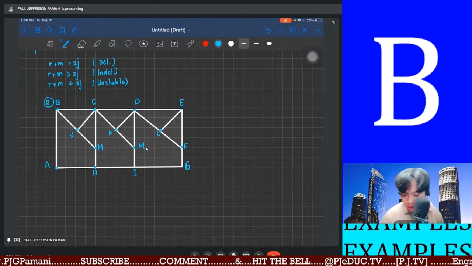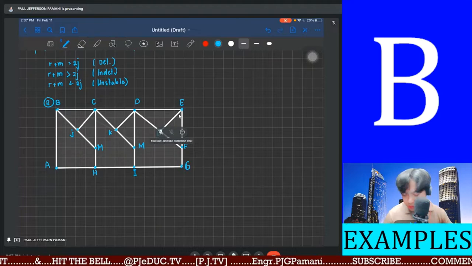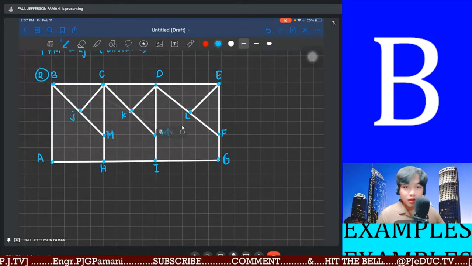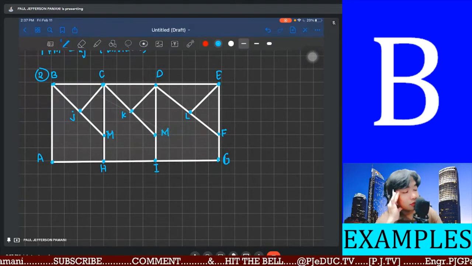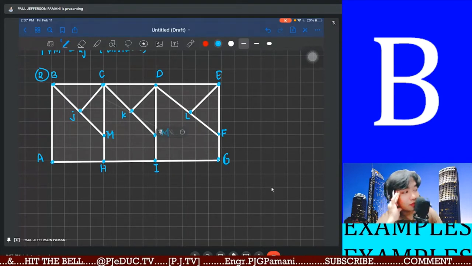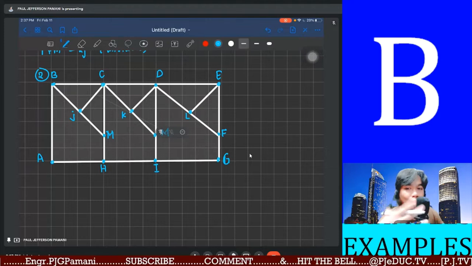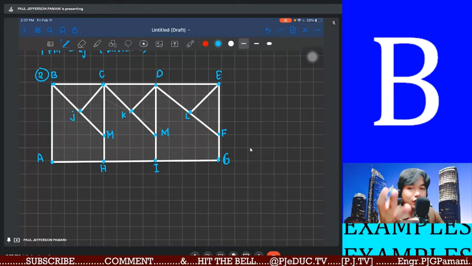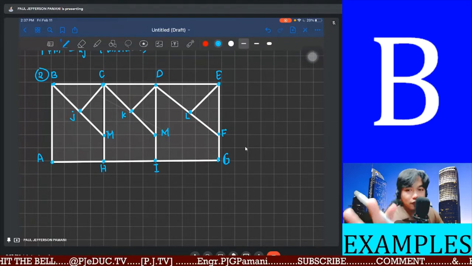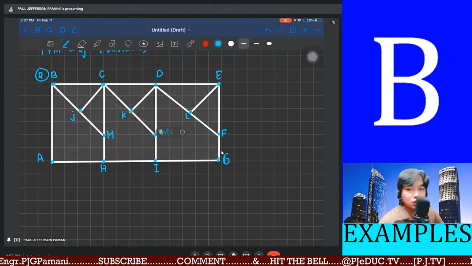So saan nyo gusto lagyan ng support at anong klaseng support? Hello, people. Hello? Saan nyo gusto? Hey, sir. This is just for the sake of an example. No one is telling that whatever support that you will be giving later on is good for the structural design of such truss. So, example lang po ito for the sake of applying the formula in determining the degree of determinacy. Give me a support at which joint and which joint would you like to place them?